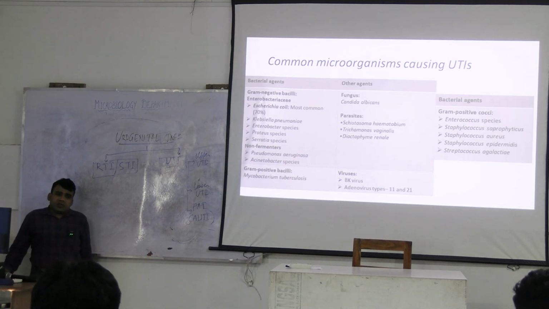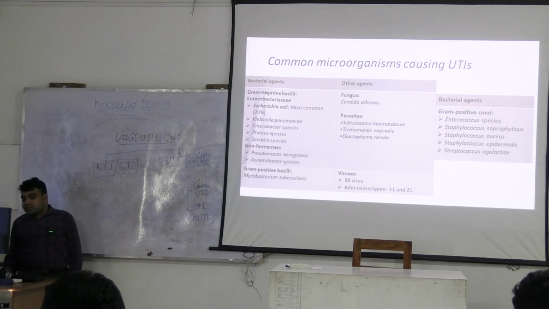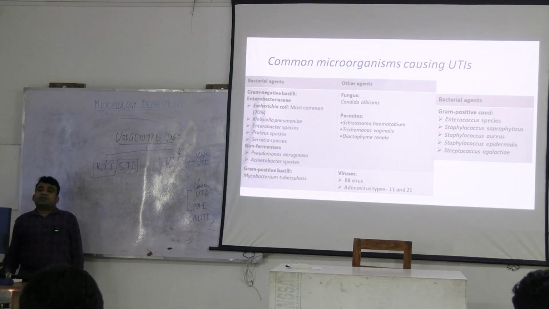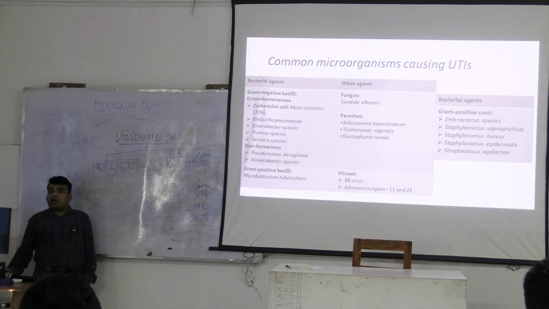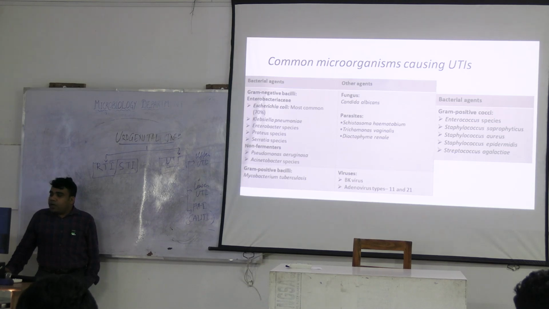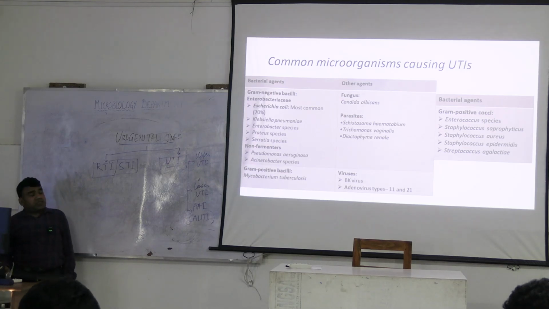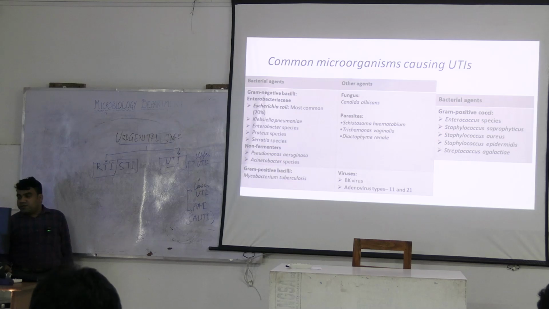Gram-positive organisms generally do not cause infections, with the exceptions of Staphylococcus and Enterococcus species. However, tuberculosis infection can be seen anywhere in the urinary tract, from kidney to the ureter to the bladder. Among the fungal agents, the most common causative agent is Candida, which obviously causes urinary tract infections, and among parasites, I think you have read about schistosomiasis, which is an infection of the bladder. Trichomonas vaginalis is a very common agent of the sexually transmitted infection called Trichomonas vaginitis, and also can cause infection in the bladder. Some of the viruses like BK virus and adenovirus can also cause infections.